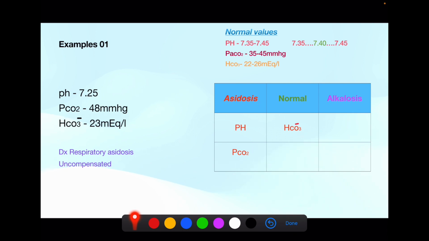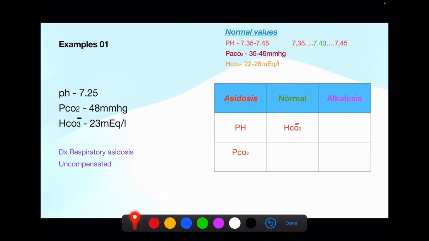The first example is a pH of 7.25, PCO2 of 48 and bicarbonate of 23. I have mentioned in the right upper corner the normal values of these 3 parameters also. Then you can easily tally all the values. Then you can use them for further evaluation.